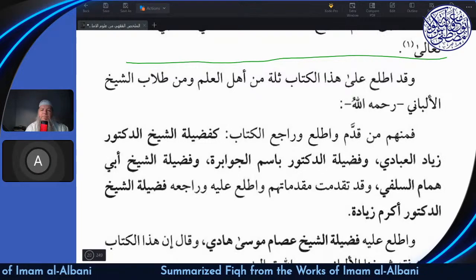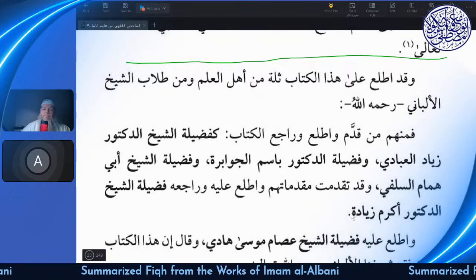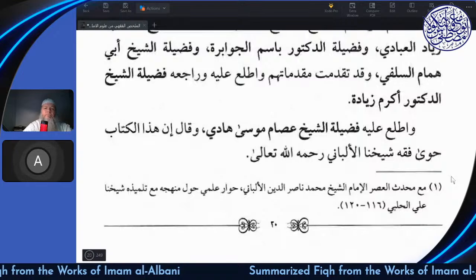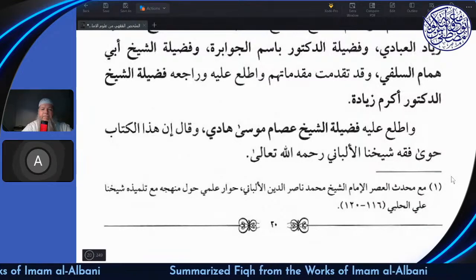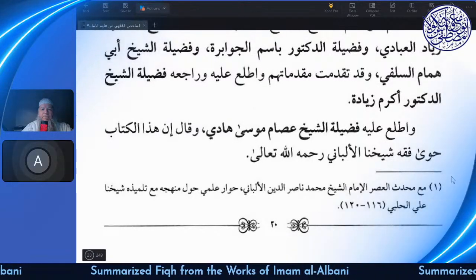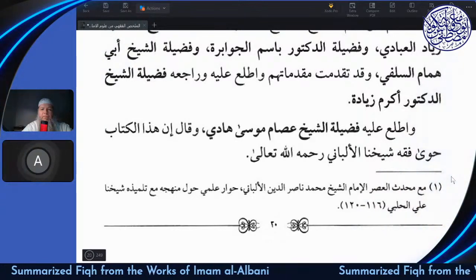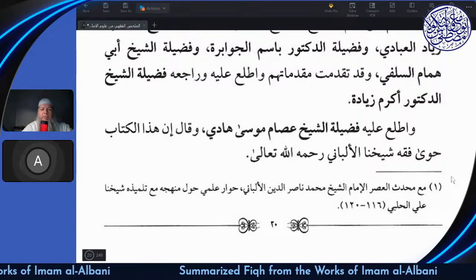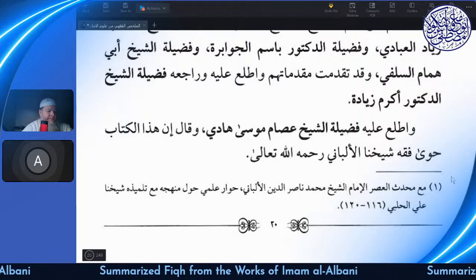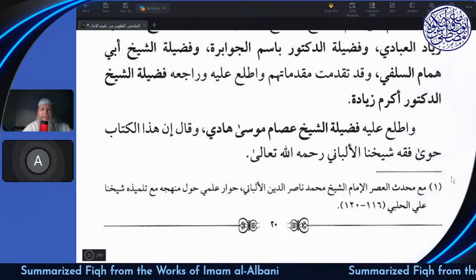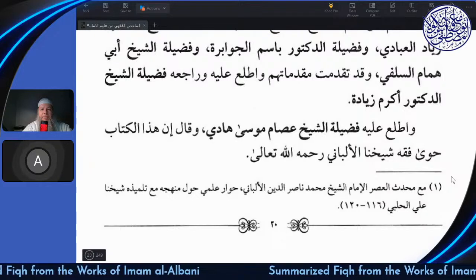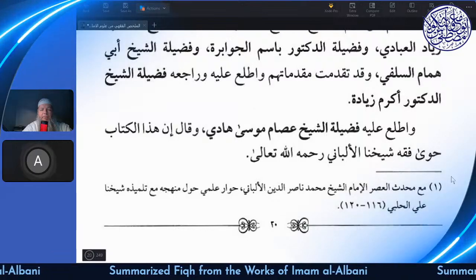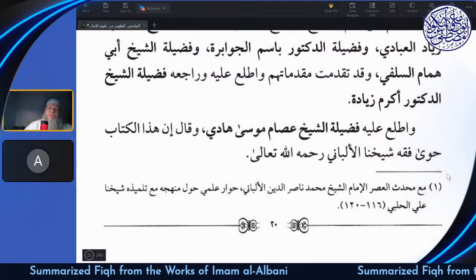And the virtuous Sheikh Isam Musa Hadi also reviewed the book, and he said that this book contains the fiqh of our Sheikh Al-Albani, may Allah have mercy upon him. Let's just review this before we go.